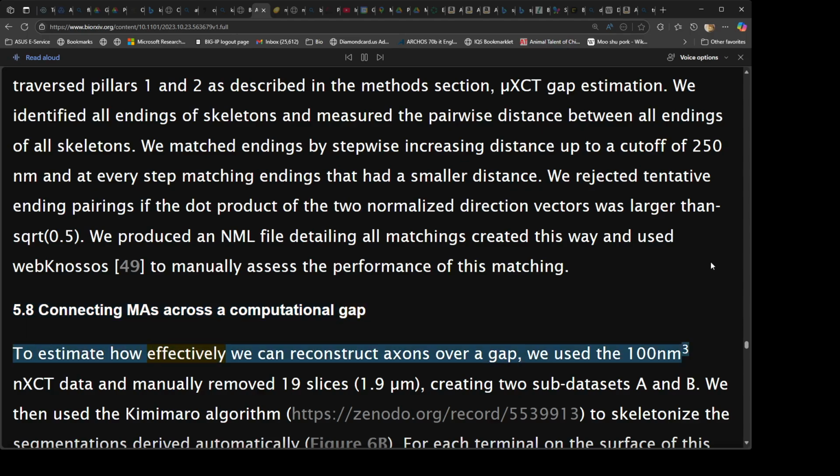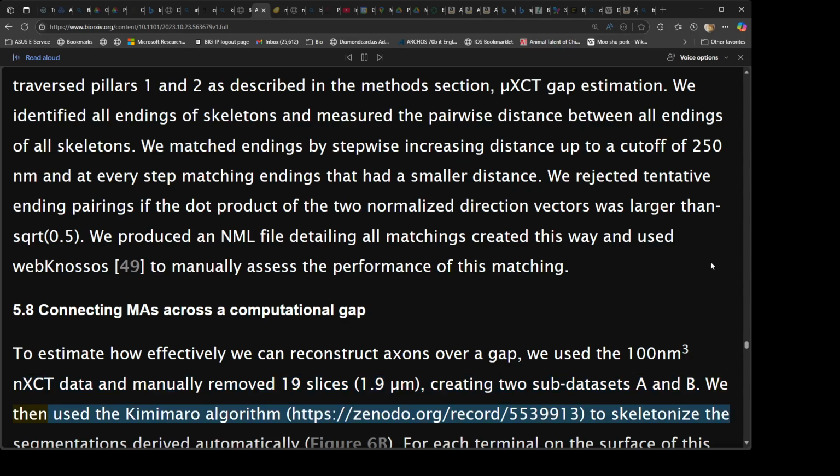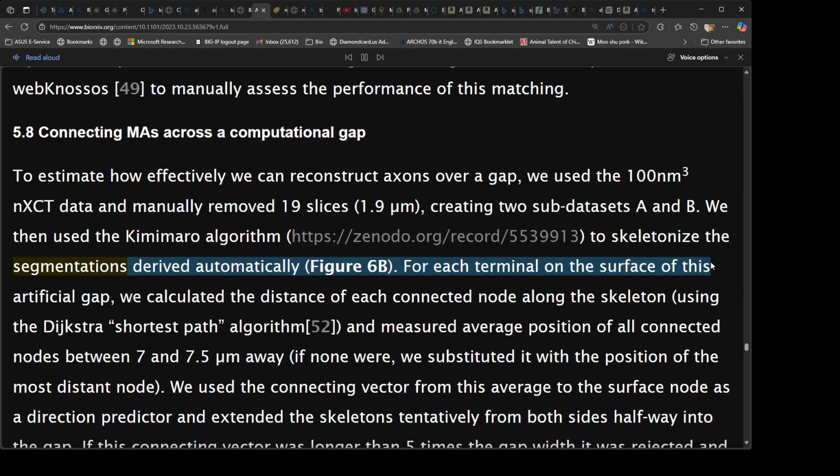5.8 Connecting MAs across a computational gap. To estimate how effectively we can reconstruct axons over a gap, we used the 100 nm NXCT data and manually removed 19 slices, 1.9 µm, creating two subdatasets A and B. We then used the Kimimaro algorithm, https://zenodo.org/record/5539913, to skeletonize the segmentations derived automatically. Figure 6b.